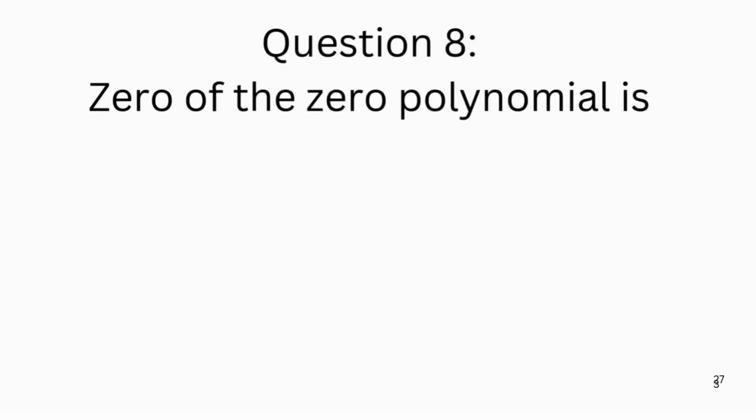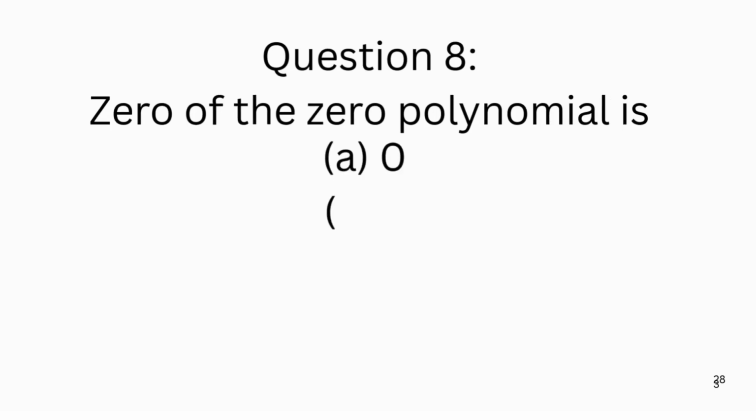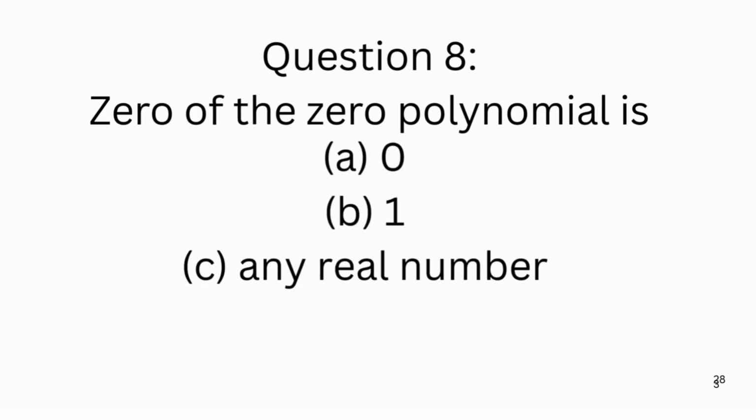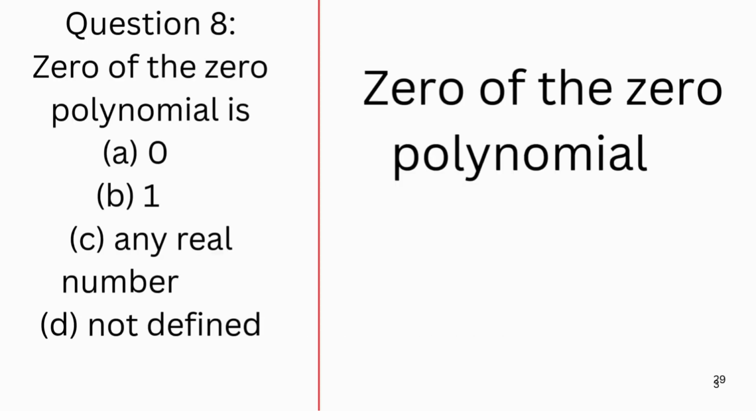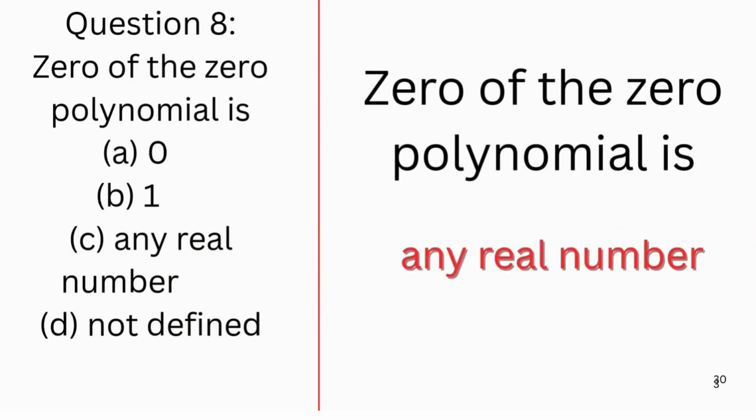Question 8. 0 of the 0 polynomial is a0, b1, c any real number, d not defined. 0 of a 0 polynomial is any real number.